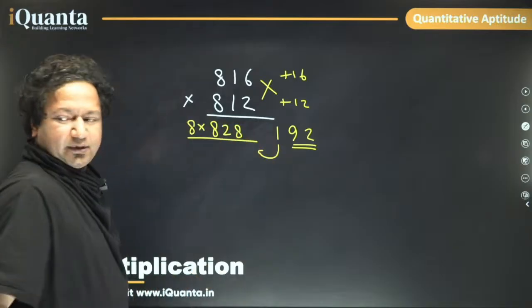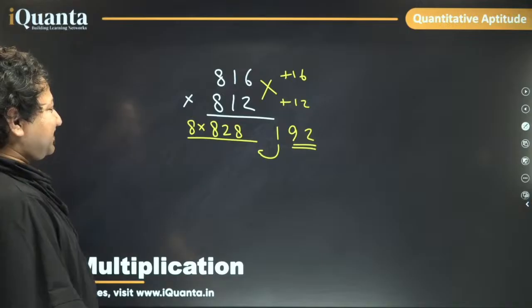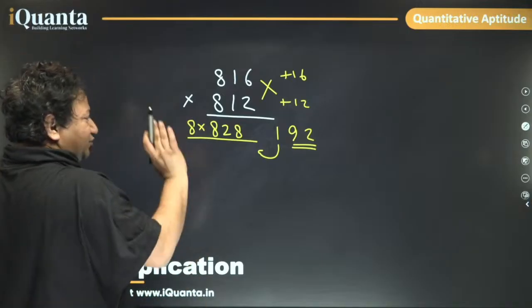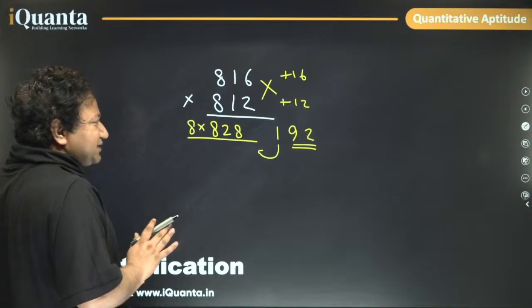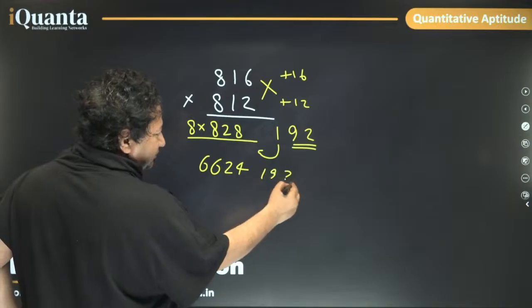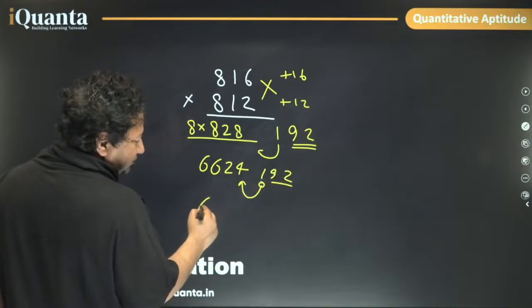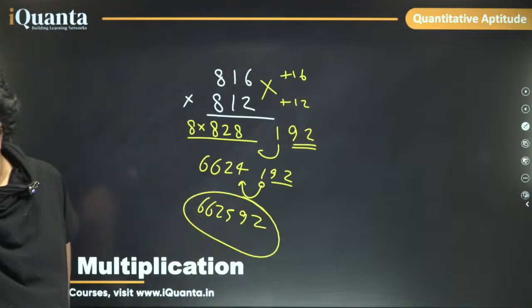Okay. 828. Are you enjoying it? Yes. 6400, 160, 6560. Will 6624 come on multiplying this? Just tell me guys. Am I right?